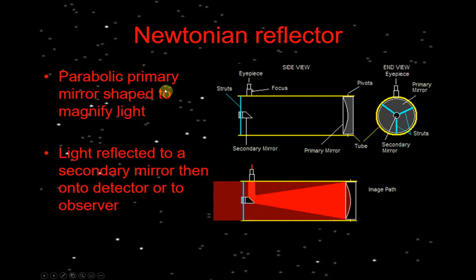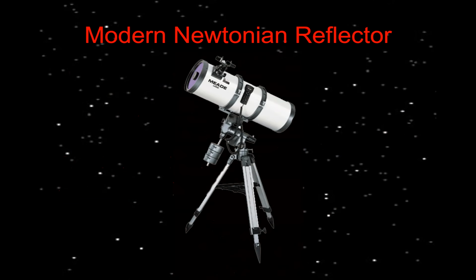And as I said, here you have a tube, you have a shaped mirror, you have a second mirror and an eyepiece. Light comes in, bounces off of this mirror, is focused onto this flat, and then bounced through the eyepiece to the viewer's eye. And there's a typical modern Newtonian reflector, here with a computer control system.